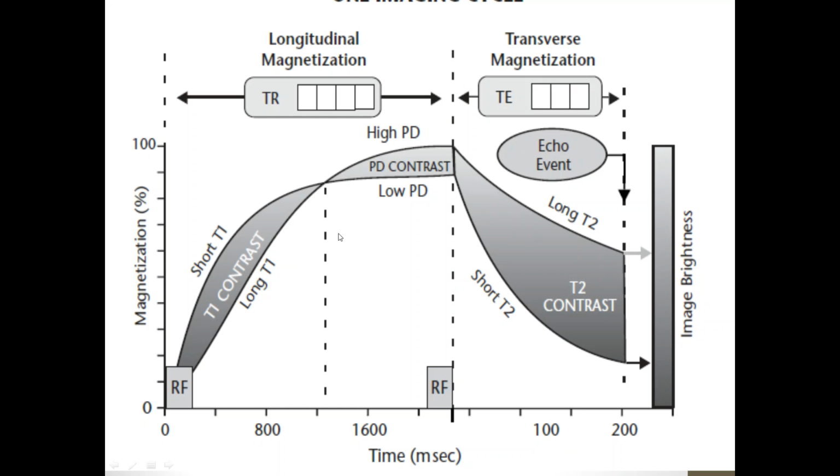So we have to select long TR to remove the signal difference coming out from longitudinal magnetization, or the T1 weighted image, or T1 contrast, and select short TE to remove the signal difference coming out from transverse magnetization, and the signal difference here will depend only on the number of protons.